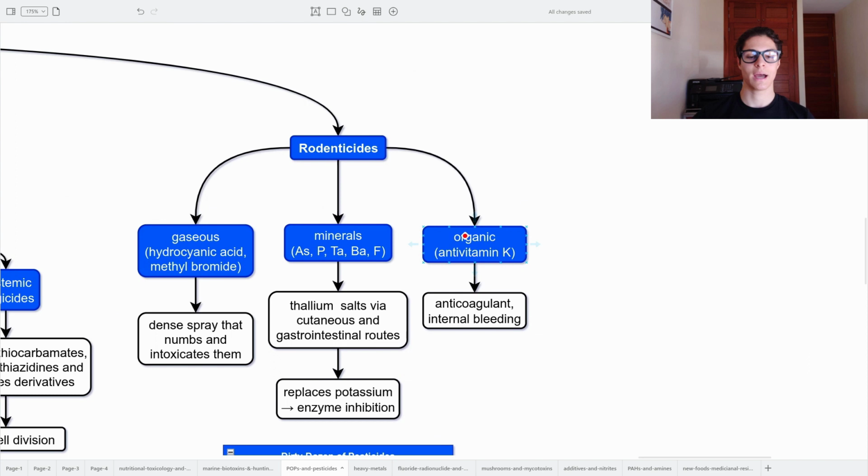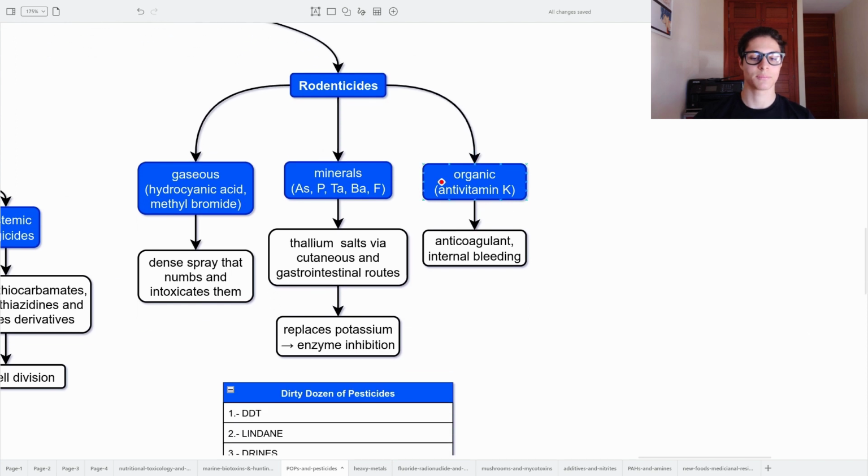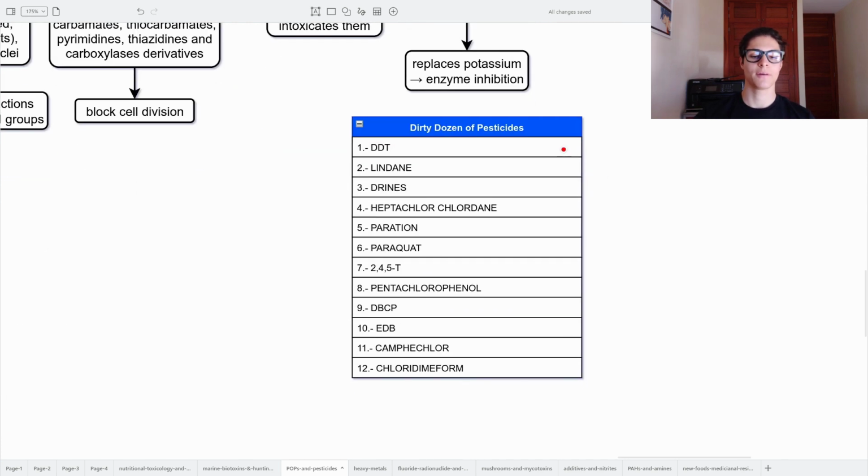And then we also have the organic rodenticides. This is, for example, the antivitamin K. They act as anticoagulant, creating internal bleeding. And here you have the dirty dozen of pesticides.